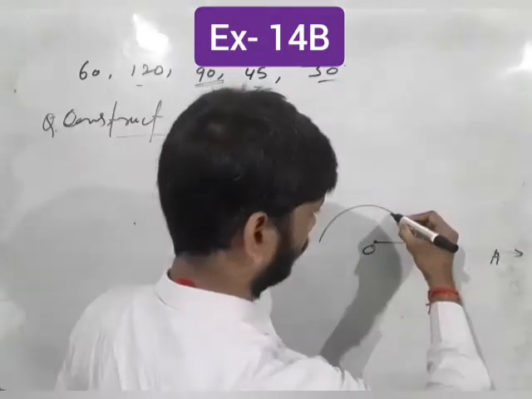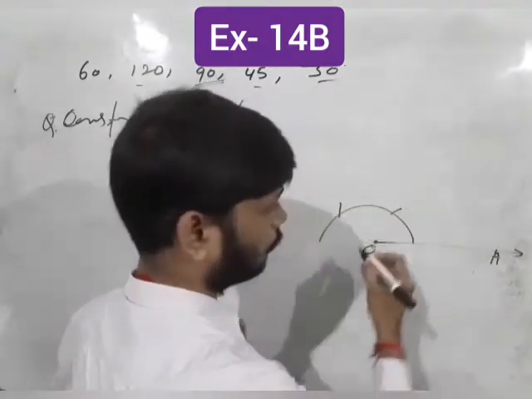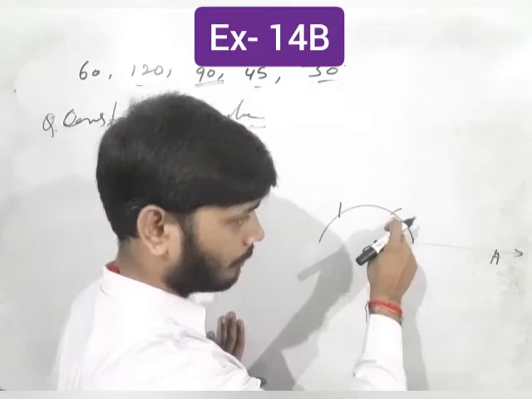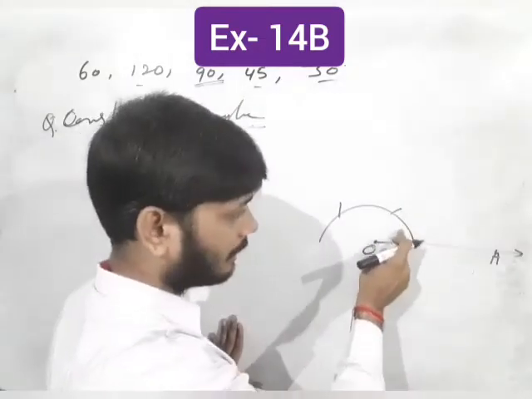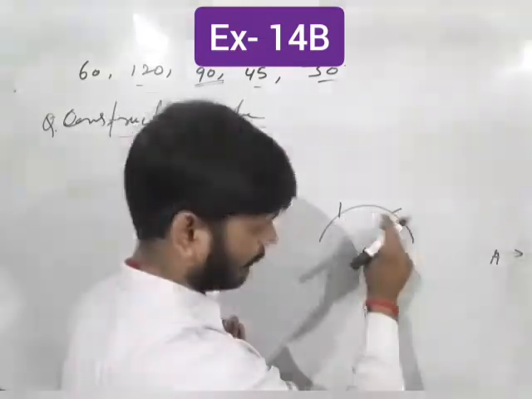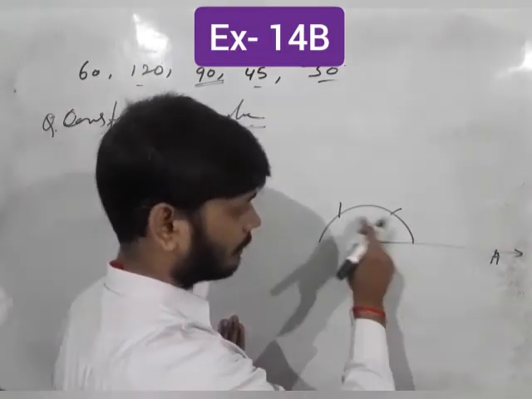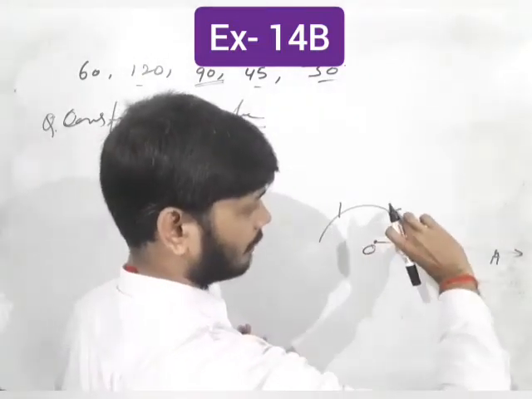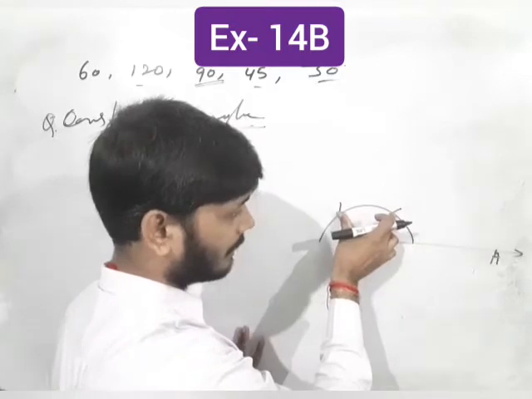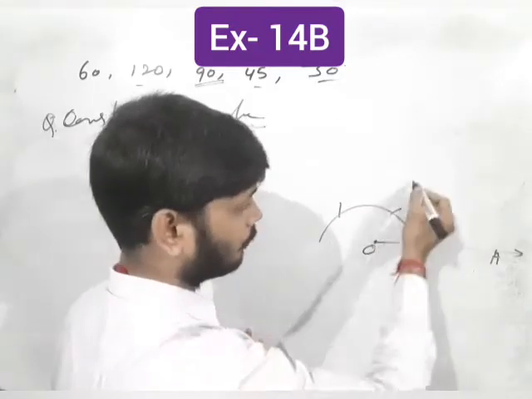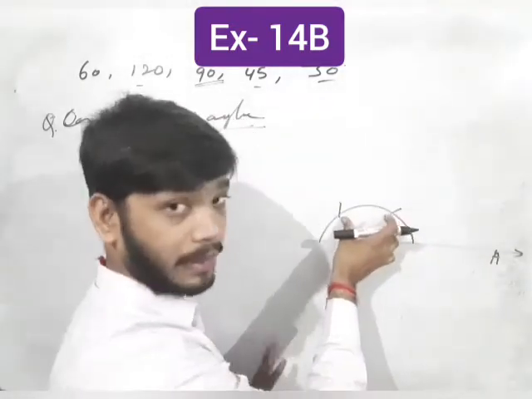Cut the arc at this point, from here to here. This is the 60 degree angle, and once again from here to here it's 120 degree. That means here is a 60 degree angle, and again this and this angle is 60 degree. When you draw two rays, then it will be 60 degree.